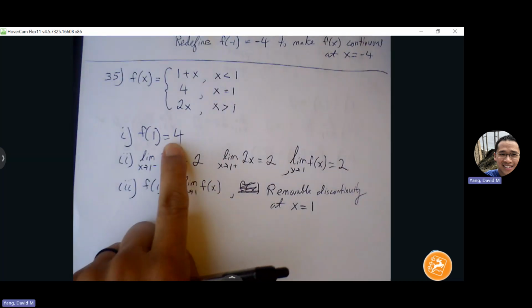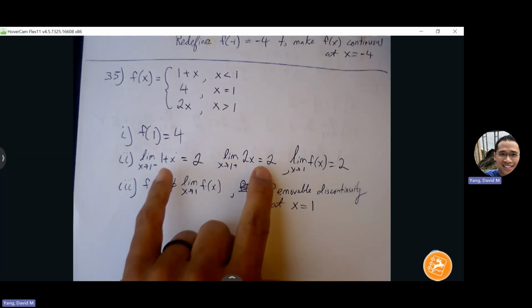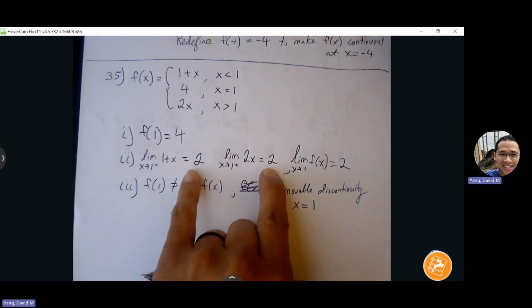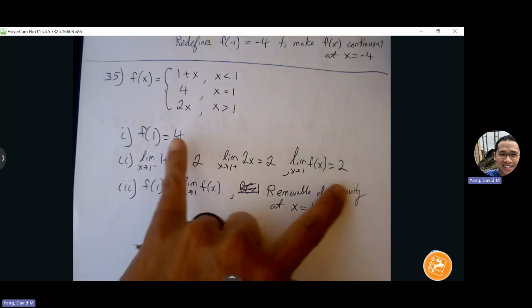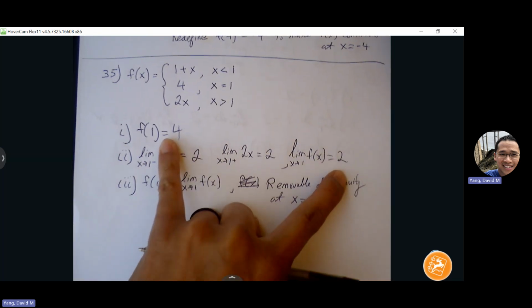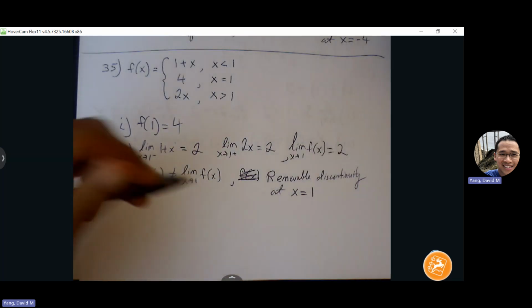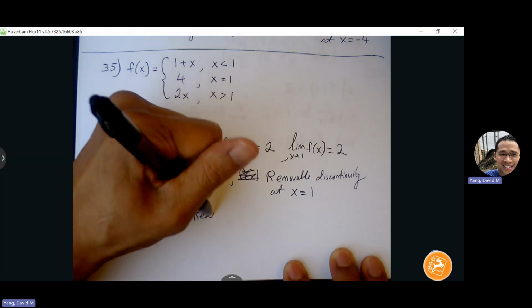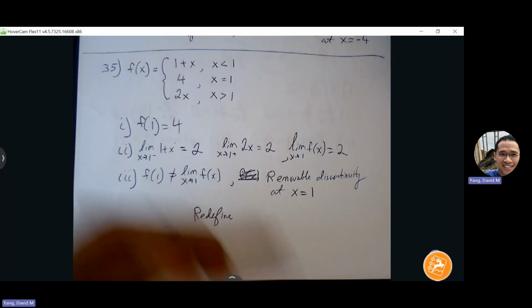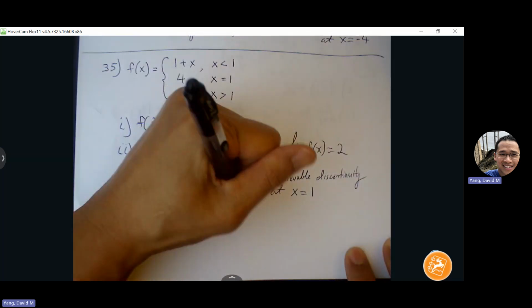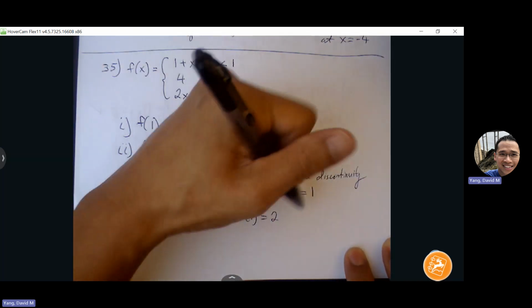So the ordered pair is 1, 4. The one-sided limits do show agreement. We know the full limit does exist. In the third condition, we can obviously tell the point is not living where the limit lives. Removable discontinuity, and if we want to allow continuity, redefine f of 1 to be equal to 2.